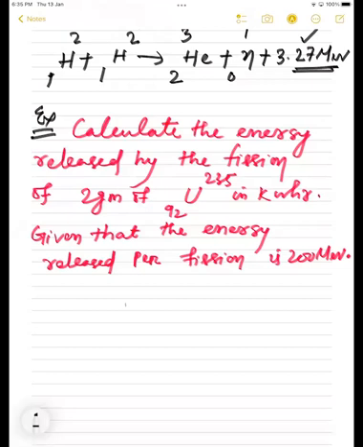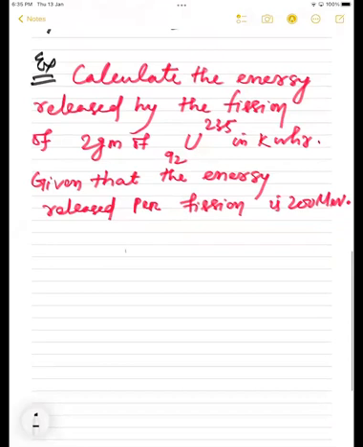This is an example of a nuclear reaction, right? We'll come to fusion after this. So nuclear fusion or energy generation starts; for that, I'm giving this example. Yes or no? So students, here you see, calculate the energy released by the fission of 2 gram of uranium 92 235 in kilowatt hour. Energy released per fission is 200 mega electron volt, right?